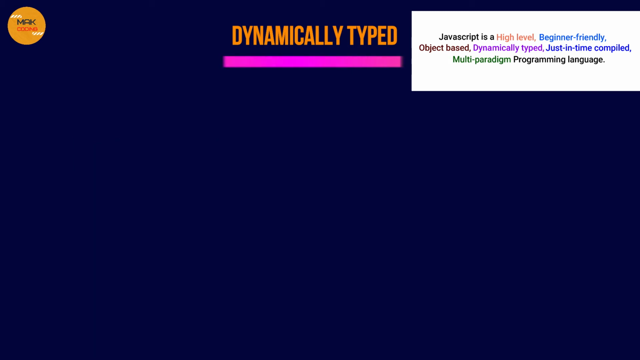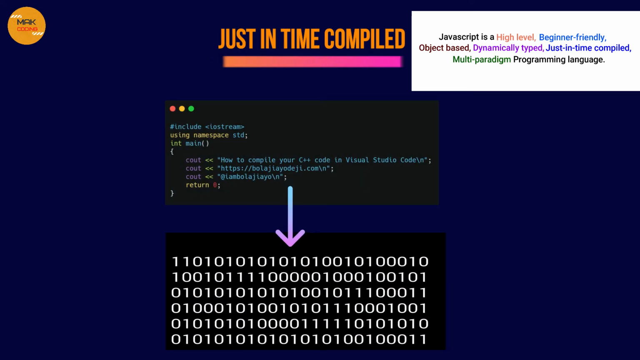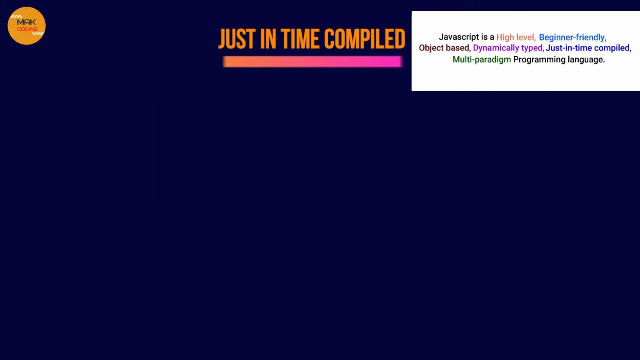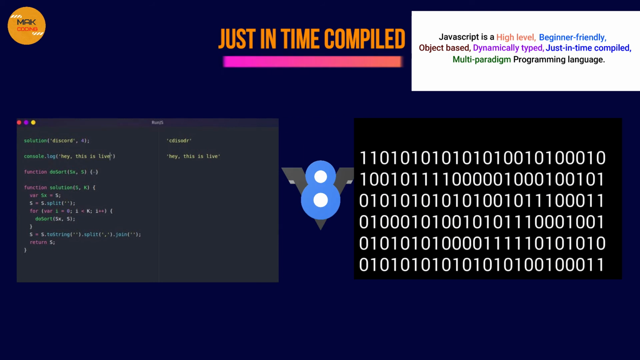C, Java, etc. In other programming languages like C, you need to first translate your code into bytecode manually and then run your code. But in JavaScript there's no need to compile your code. The JavaScript engine automatically translates your code into bytecode and runs it line by line.